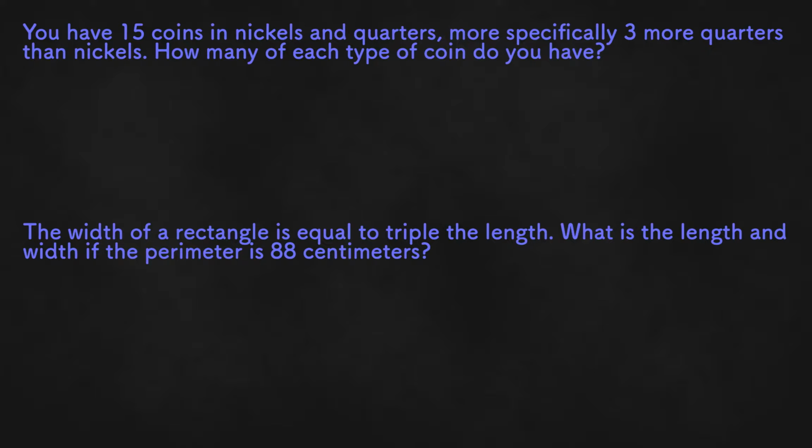So the first part of the word problem says you have 15 coins in nickels and quarters. So we have two types of coins, so we need to make sure that we designate a variable for each type. Nickels could be N and quarters could be Q. Now, the total of nickels and quarters equal 15, so N plus Q will equal 15, or 15 equals N plus Q.